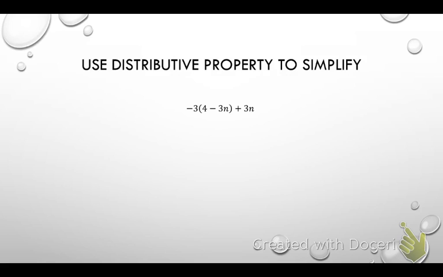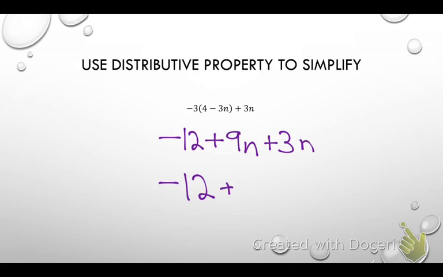Now use the distributive property to simplify. All right, let's see. Jamie, do you have your answer? Okay, guys, be quiet so Jamie can tell us her answer. Negative 12 plus 9n. Okay, very good. So negative 12 plus 9n. Wait a second, why was 9n positive? Because there's double negatives. Yes, double negative. Plus 3n. So now negative 12 plus 12n.